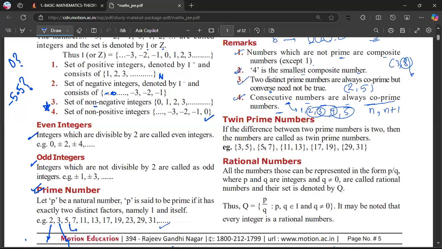Discussing twin prime numbers. If the difference between two prime numbers is 2, then the numbers are called twin prime numbers: 3, 5; 5, 7; 11, 13; 17, 19; 29, 31. These are all prime numbers, and the difference between them is also 2. They are known as twin prime numbers. Understood?